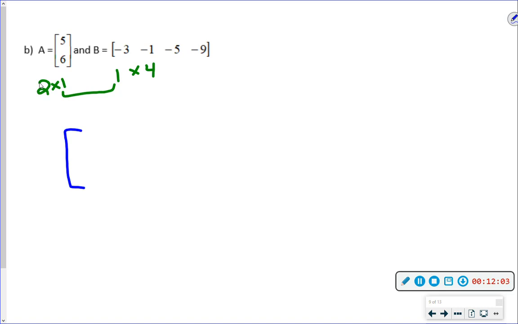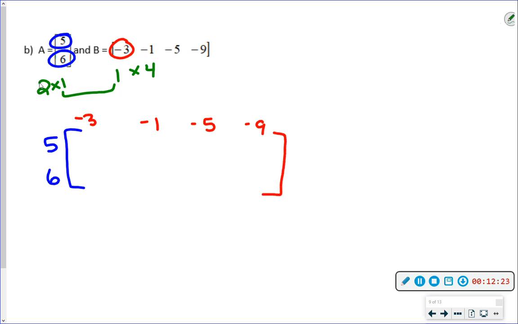So first row in A is a 5. Second row of A, 6. Then I'm going to do the columns of B. Well, there's only a single number in the first column, single number in the second, the third, and the fourth. So we just have to, of course, fill in the matrix, fill in the grid, so to speak. But they're each a single number, so I won't have to add anything. I just have to do all the products. 5 and -3, 6 and -3, 5 and -1, 6 and -1, 5 and -5, 6 and -5, 5 and -9, 6 and -9.